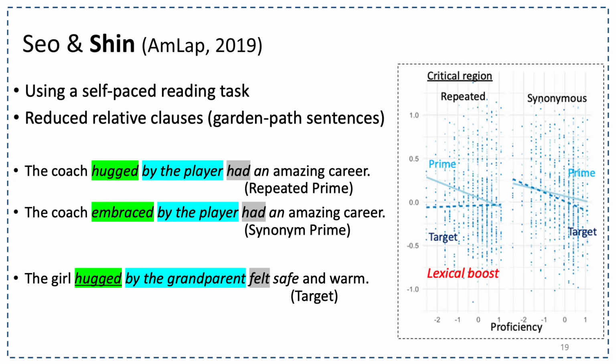The result shows that students with low proficiency read the target after the repeated prime faster than after the synonym prime. So they used the lexically bound representation, that is called the lexical boost. However, high proficiency students did a very good job even after the synonym prime. Then it shows the development of autonomous abstract syntax, from item-based and lexically bound learning to abstract syntax, as proficiency increases.